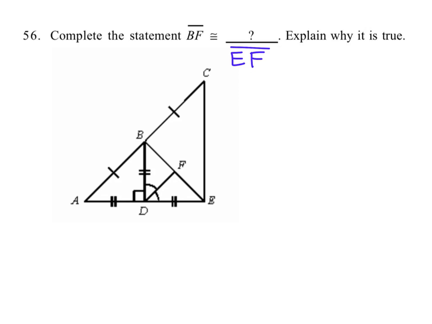Because what we have here, first, let's look. We've got reflexive congruence here with this middle segment FD, right? And then what do we have? We have side-angle-side congruence, right? They're reflecting across this line right here. It's like a mirror image, okay?